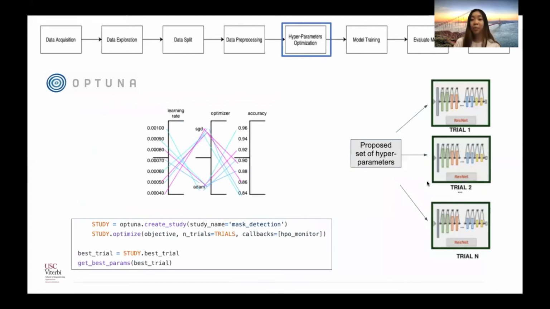Next is hyperparameter optimization. And in this step, we use Optuna. Optuna is an automatic hyperparameter optimization software framework for machine learning. With Optuna, we can create a study to find the best parameters, and then with this proposed set of hyperparameters, we can implement it into our model.